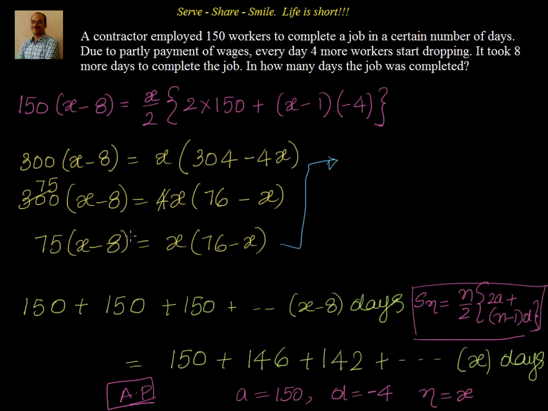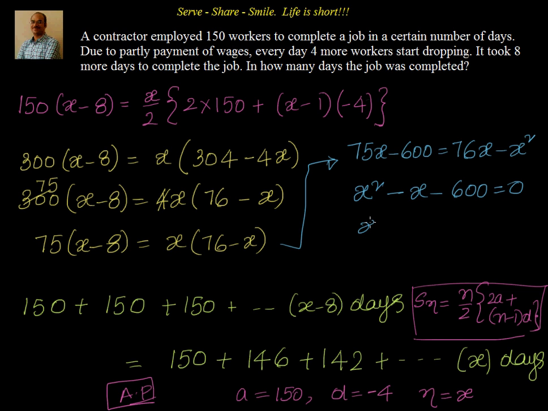So let's move forward. If you simplify this, I will have 75x − 75 into 8, which is 600, equal to 76x − x². Now get everything to one side, and you will see that it's nothing but x² − x − 600 = 0, and this is nothing but (x − 25)(x + 24) = 0.